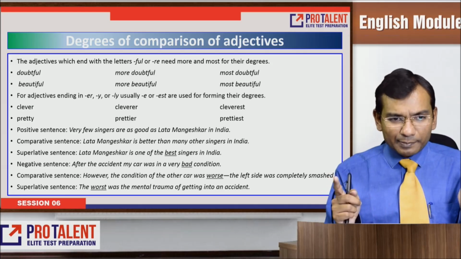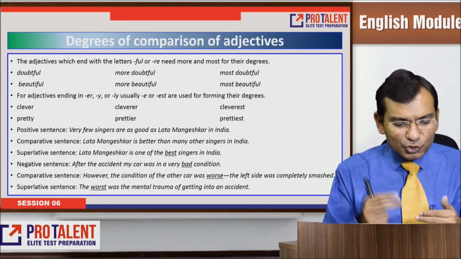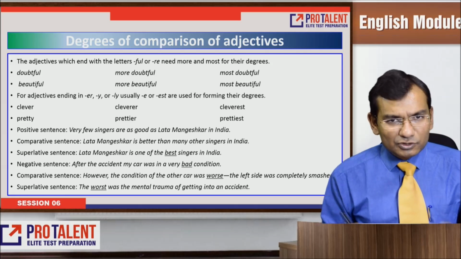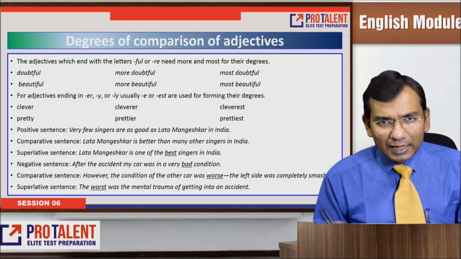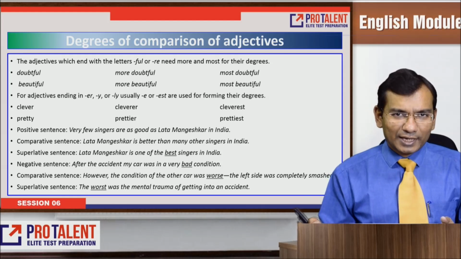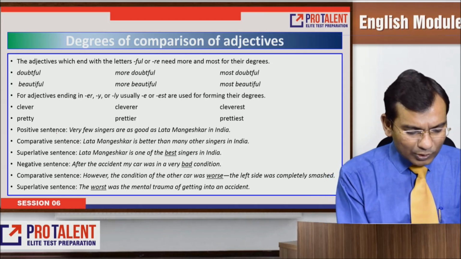Okay, this is how it happens in the degree. And if it is used ly or er, let's say pretty या तो clever. So क्या होगा? Clever, cleverer and cleverest. Pretty, prettier, prettiest. Okay, so ये ध्यान रखना. Okay, let's look at certain sentence.